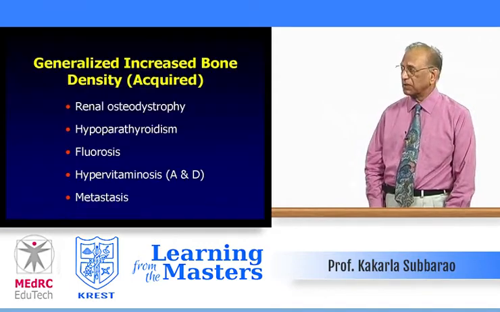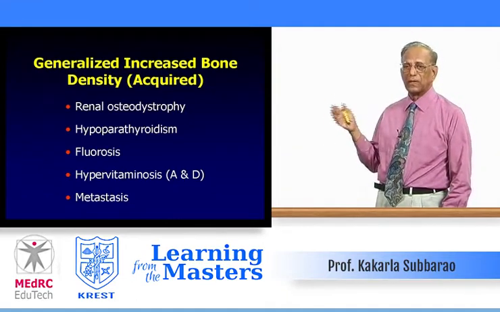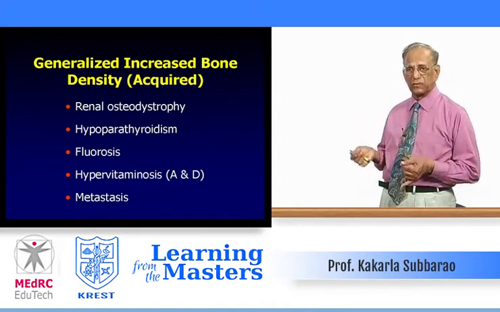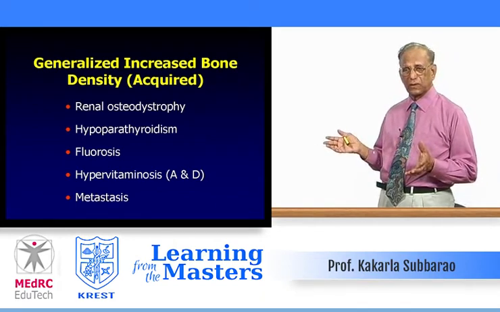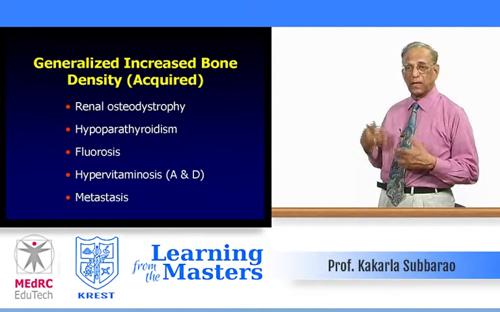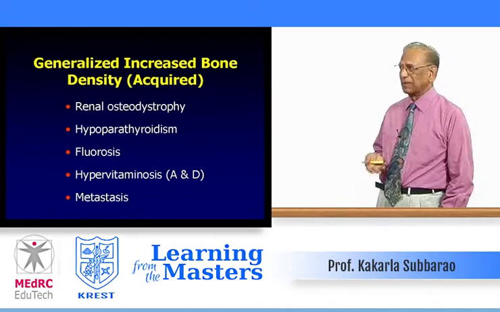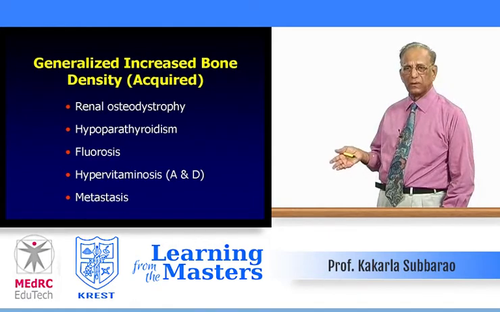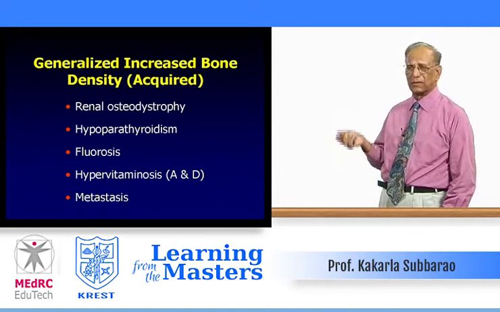Talking about thoracic cage, and again we come back to generalized increased bone density, acquired. Earlier we said congenital or developmental, now this is acquired. Renal osteodystrophy, where there is osteosclerosis, and other changes like hyperparathyroidism, etc. Hypoparathyroidism, fluorosis, toxic doses of fluorine in the water, endemic areas, you may get diffuse sclerosis of the bones besides ligamentous calcification. Hypervitaminosis A and D, either inadvertently or by over-enthusiastic mothers, they may give lots of doses of A and D, cod liver oil, etc.